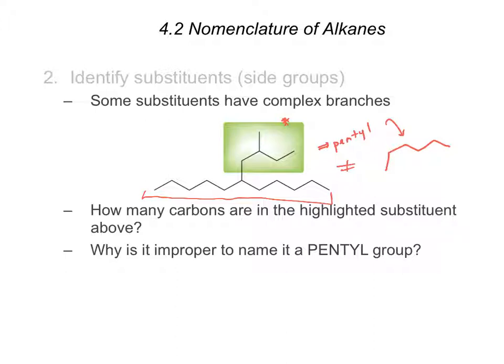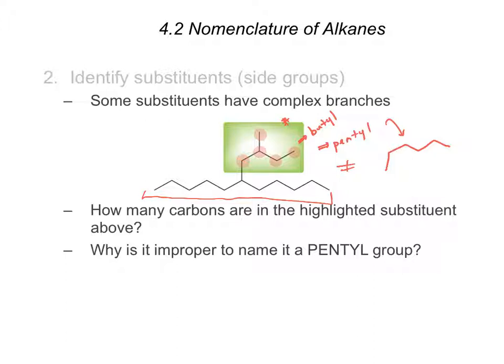So to go about naming this, we're going to go into this little branch here, and we're going to find the parent chain, just like we did for the original overall molecule, okay? So in this little branch, who is the parent? The 4. We've got a 1, 2, 3, 4, right? So the parent chain is 4. What is the base for 4? This is butyl.